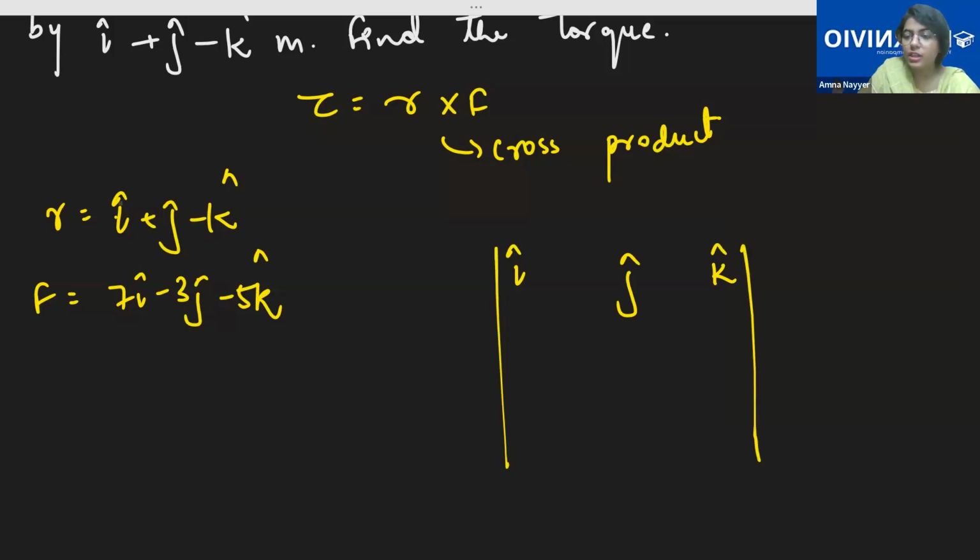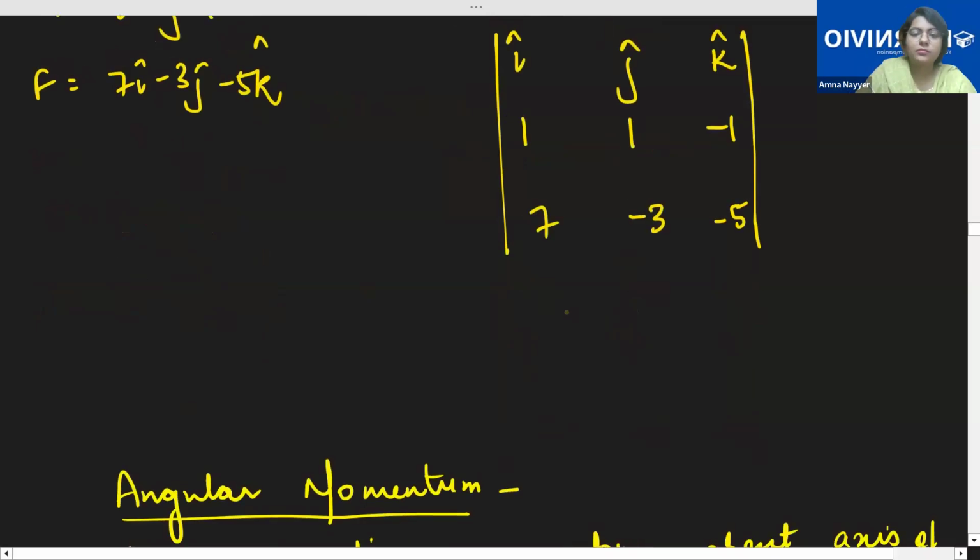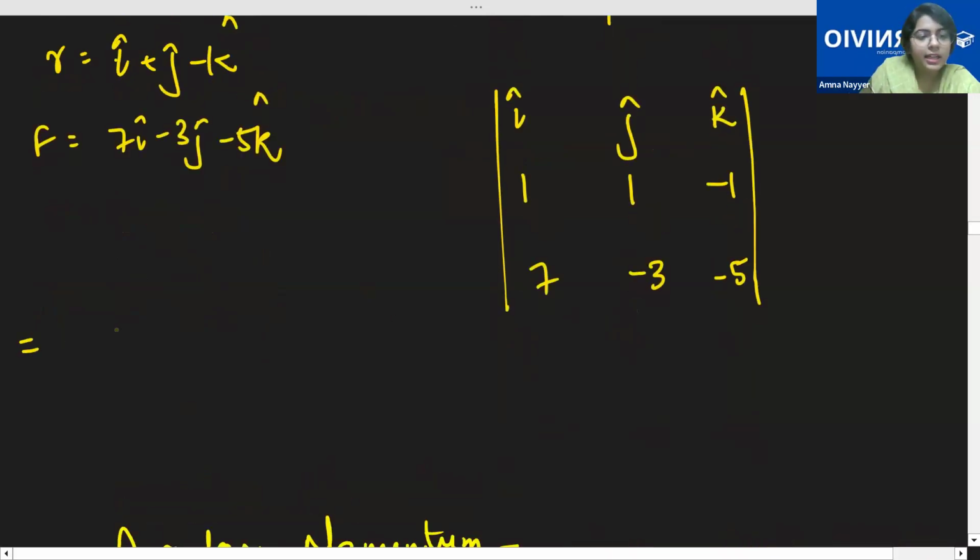For the radius, we can never write F cross R, because the formula is only R cross F. So R will always come first, then the force. So this is 1, 1, minus 1, while the force is 7, minus 3, and minus 5.